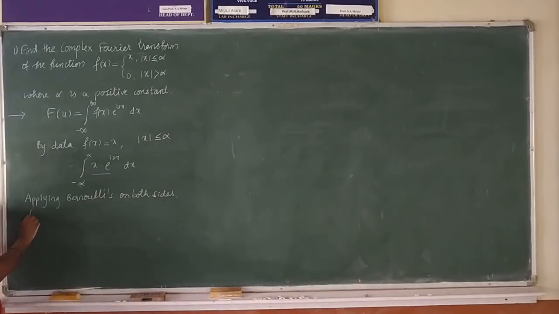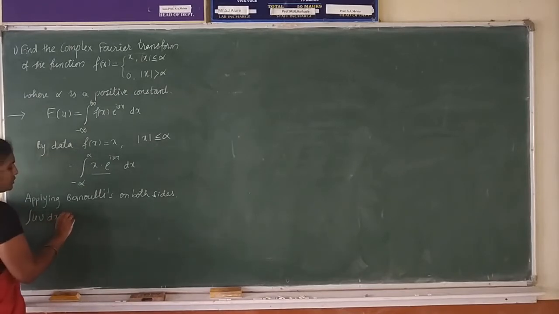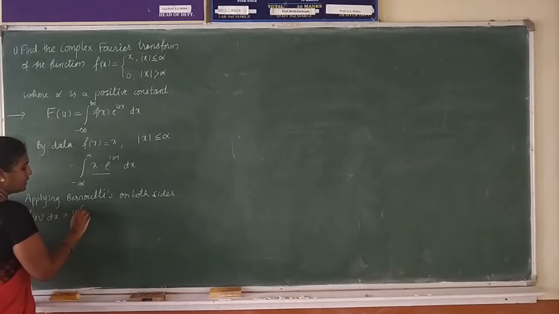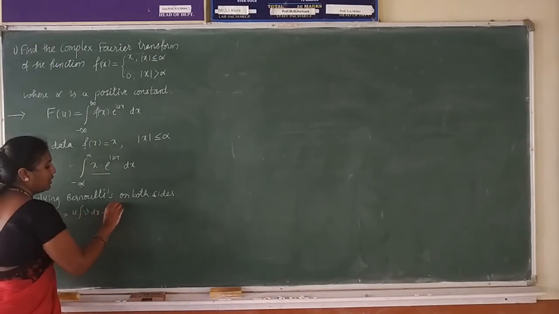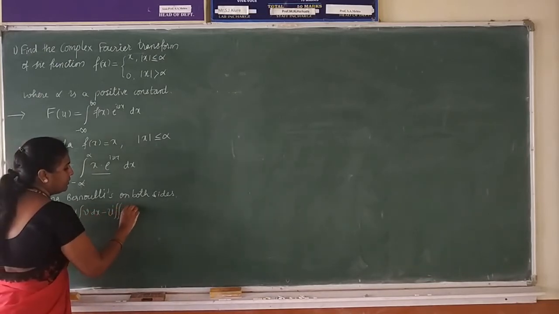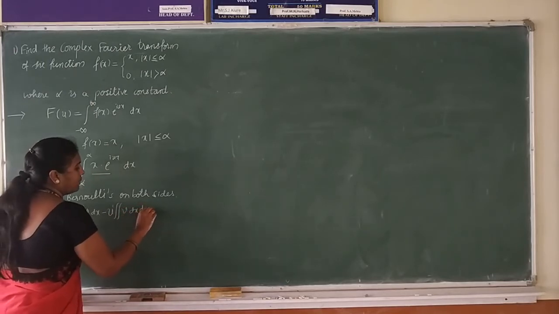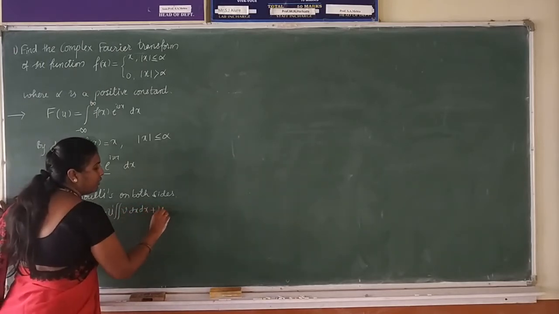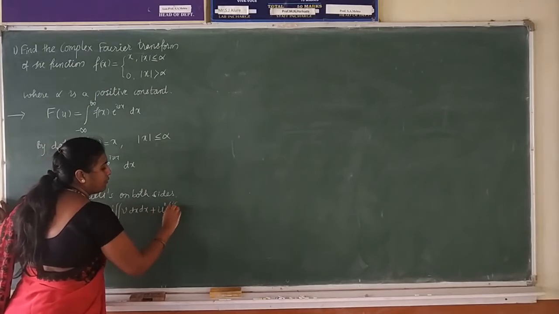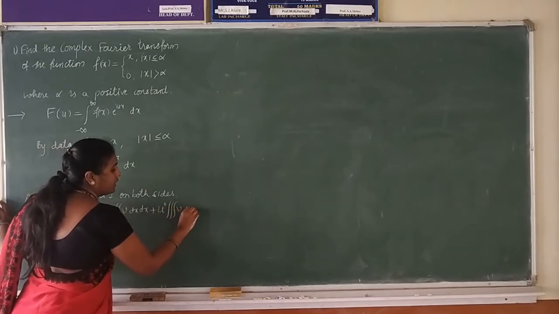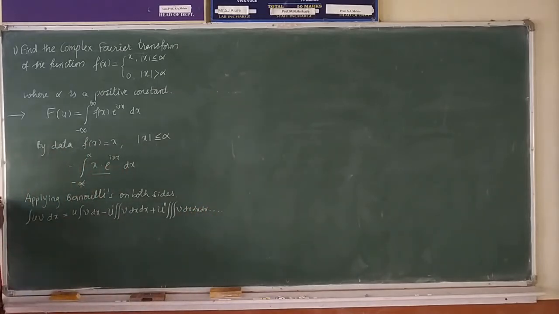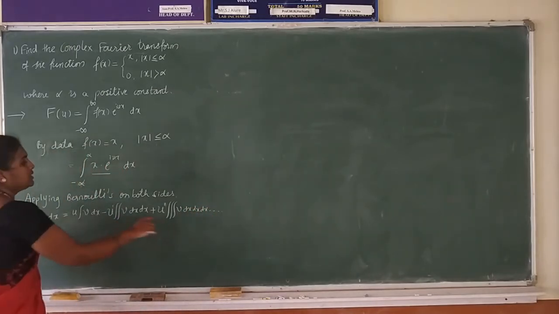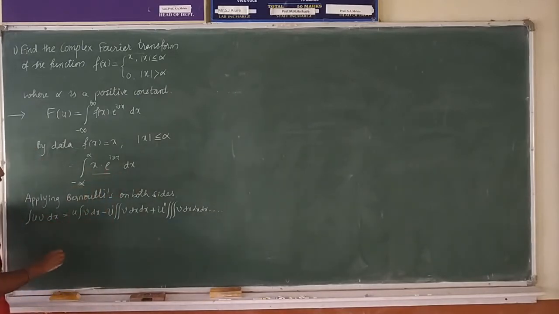That is, the integration of u into v dx equals u into the integration of v dx, minus the derivative of u into the double integration of v with respect to x, plus the second derivative of u into the triple integration of v with respect to x. This is Bernoulli's rule. Using this rule, we are going to integrate this one.